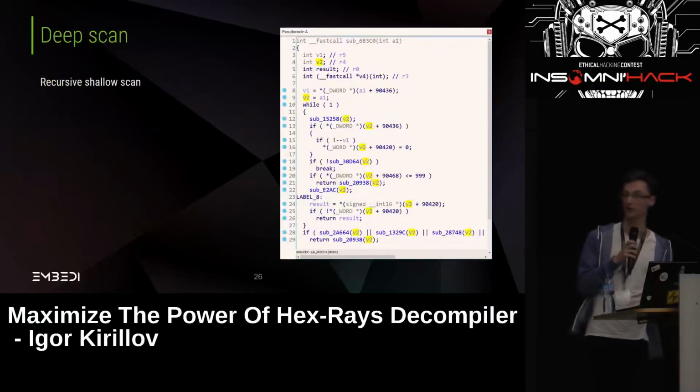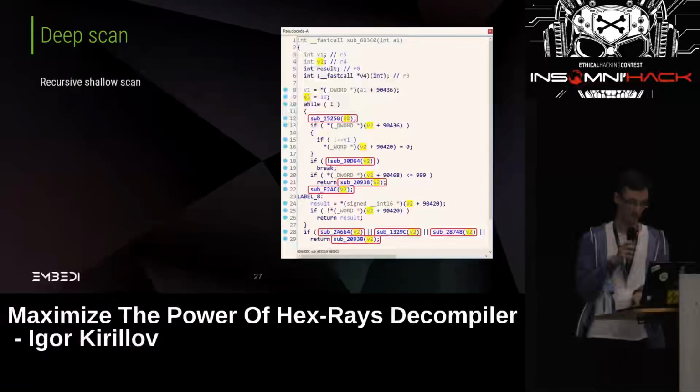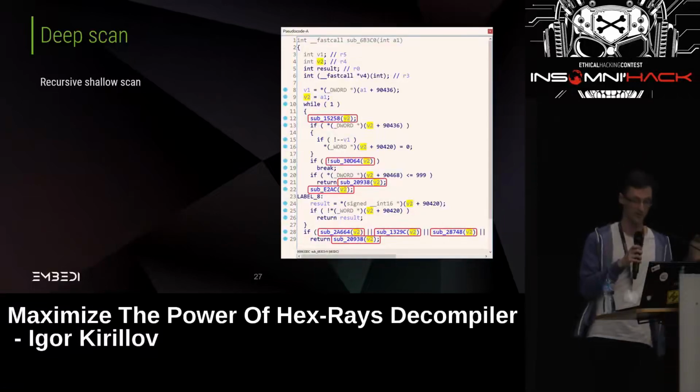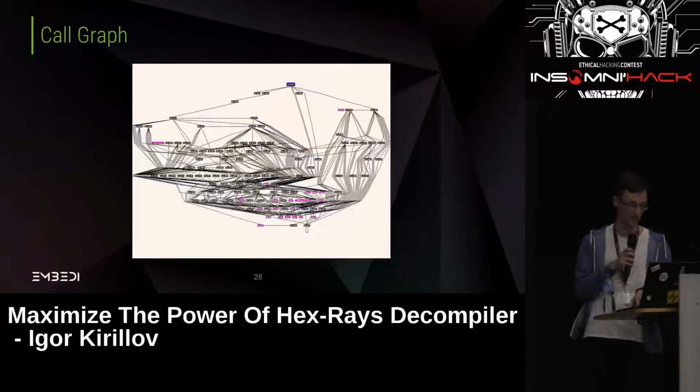This is a function where A1 and V2 are pointers to the same structure as in the previous example, and this function is some sort of call graph tree root. So you can see that the structure pointer is passed to many functions, so we should apply shallow scan to them too, and in those functions we would see the same picture, because here is what the call graph looks like.